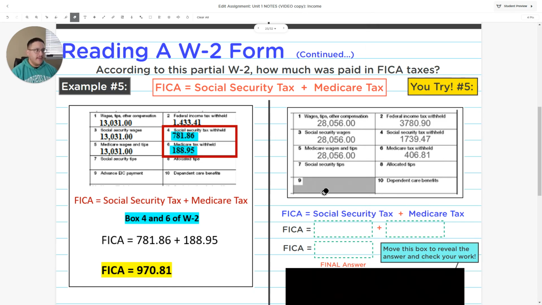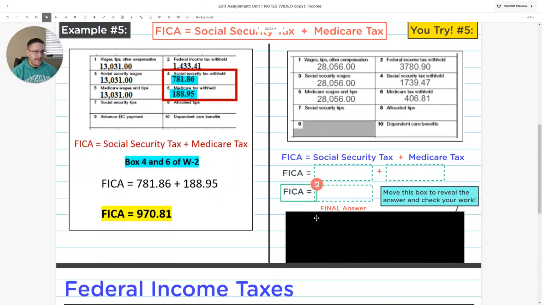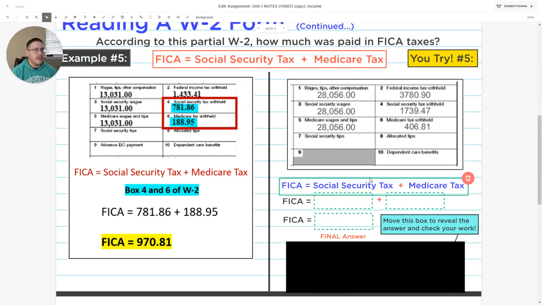You try number 5. Go ahead and pause this video. Try to figure out what your total FICA tax will be by adding the 2 appropriate boxes. And then if you want, again, if you're following along in ClassKick, check by moving this box to see if you did all your work correctly. So pause the video, try this on your own. Otherwise, I'm going to go ahead and show y'all how to do this.